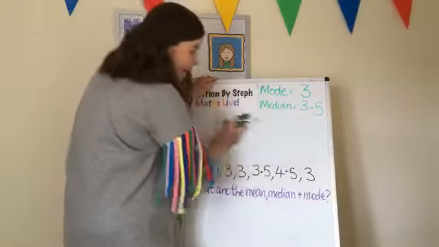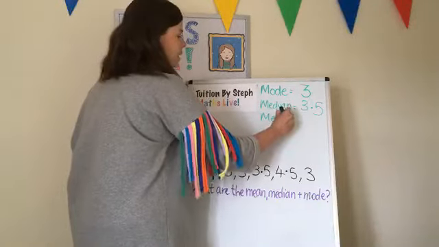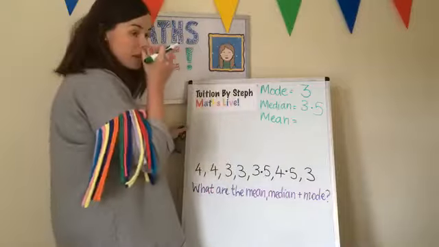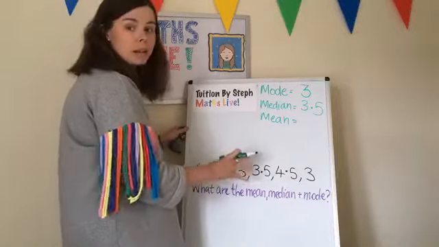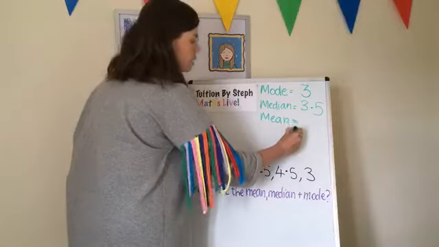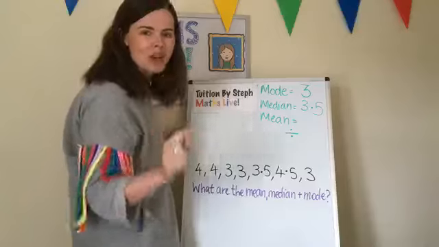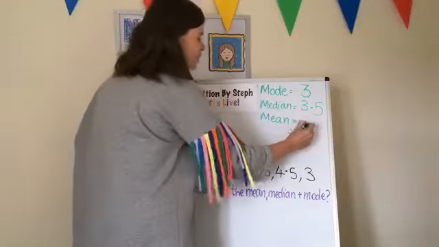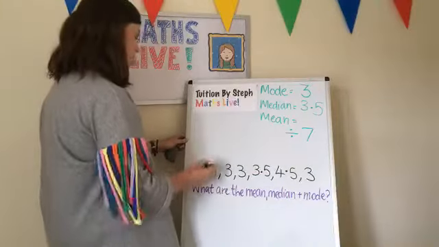The mean is the meanest one, because it needs the most calculating. To find the mean, you add up all the numbers you've got and then divide by how many numbers there are. So add all the numbers and divide by the number of numbers. Bit of a tongue twister. We're dividing by 7 because there's 7 numbers. So let's add them all up.